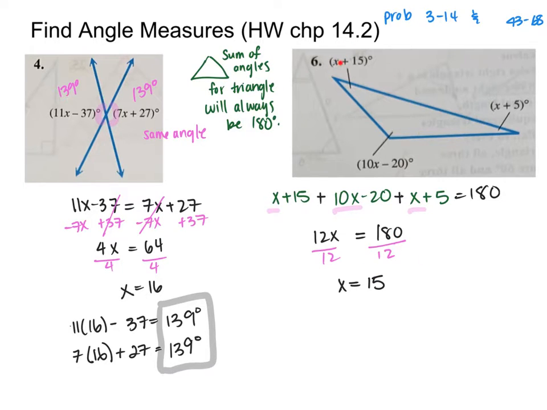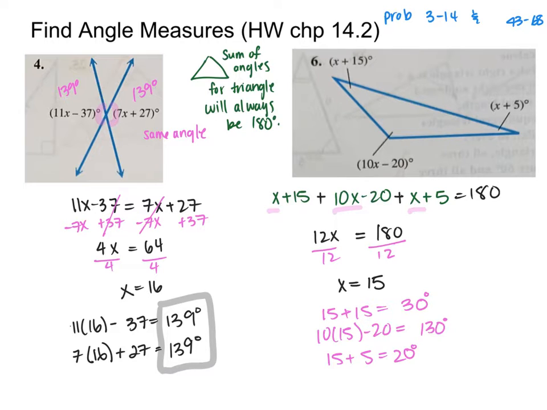So 15 plus 15 gives me 30, but I'll write it out here. 15 plus 15 equals 30 degrees. The other one here, 10 times 15 minus 20. So 10 times 15 minus 20 is going to equal 130 degrees. And then last but not least, the other one, x plus 5, is going to be 15 plus 5, which is equal to 20 degrees.